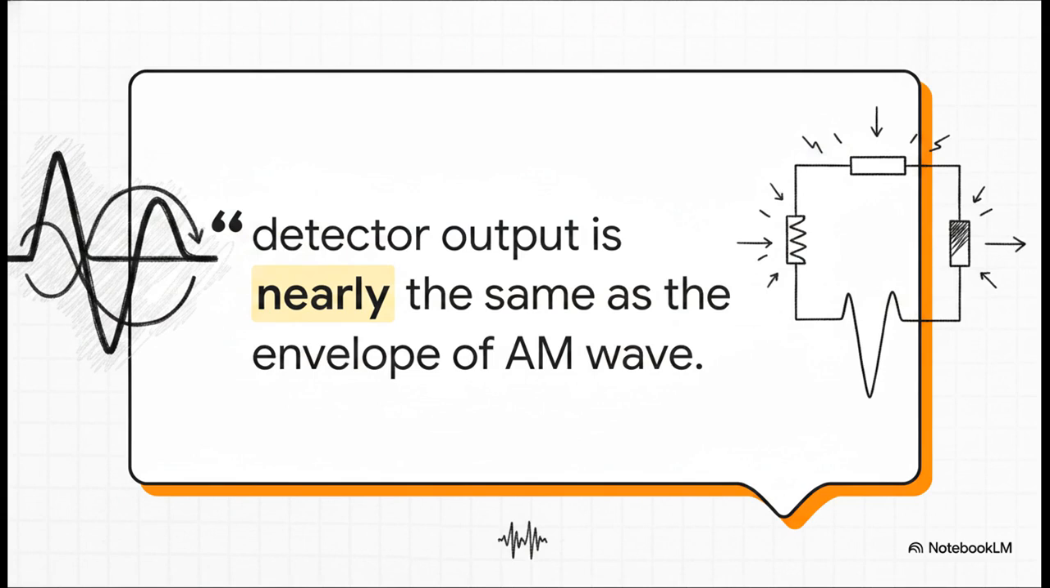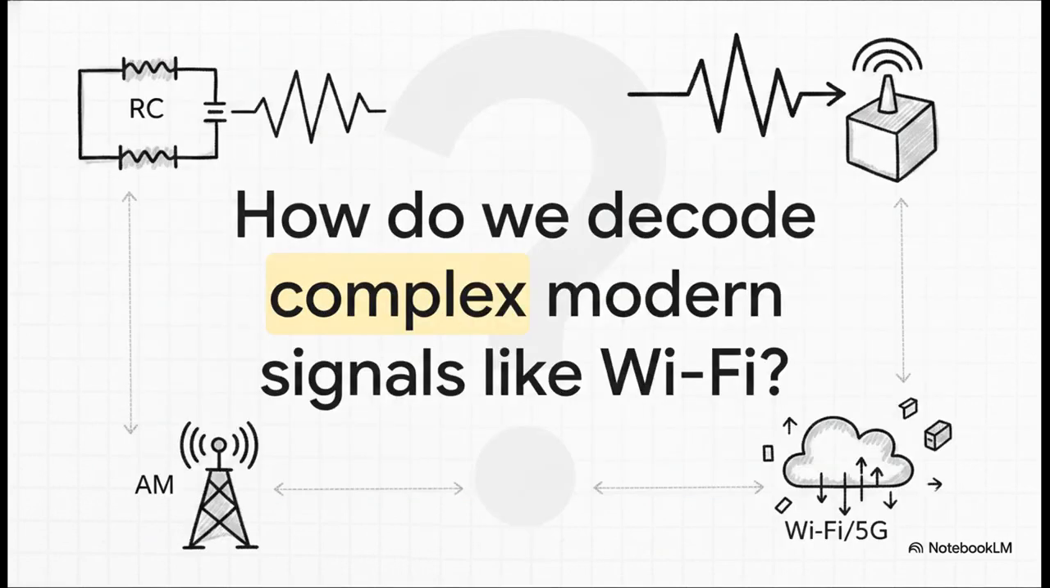As the theory goes, the result is that the capacitor voltage, or the detector output, is nearly the same as the envelope of the AM wave. By properly timing that discharge cycle, using just a simple resistor and a capacitor, the receiver successfully extracts your low-frequency audio right out of that invisible high-frequency carrier wave. It's just brilliant. And that brings us to a really fascinating final thought for this explainer.